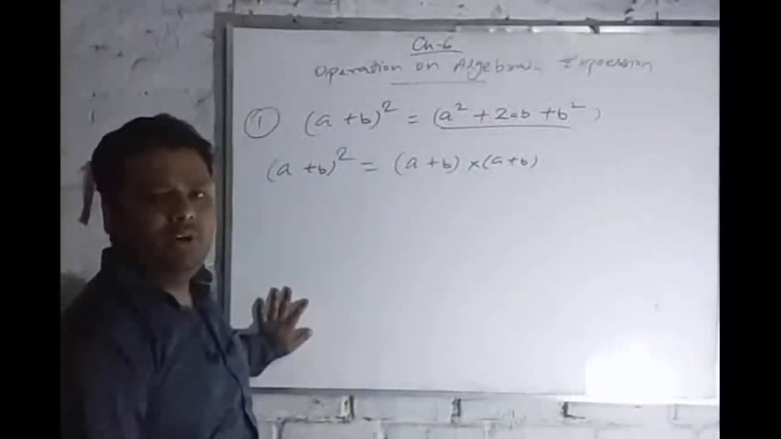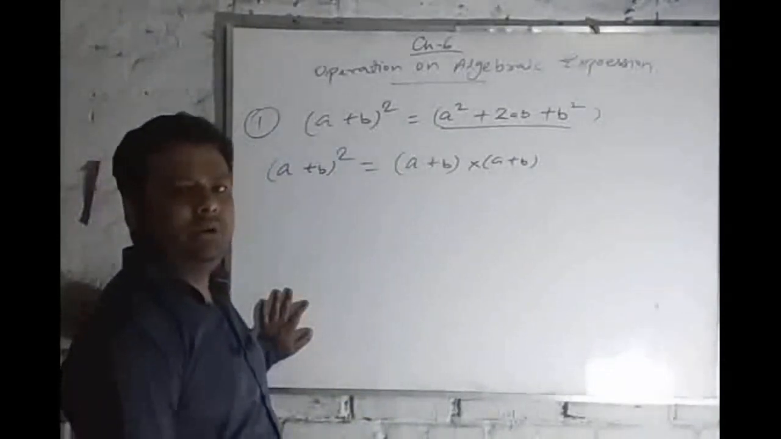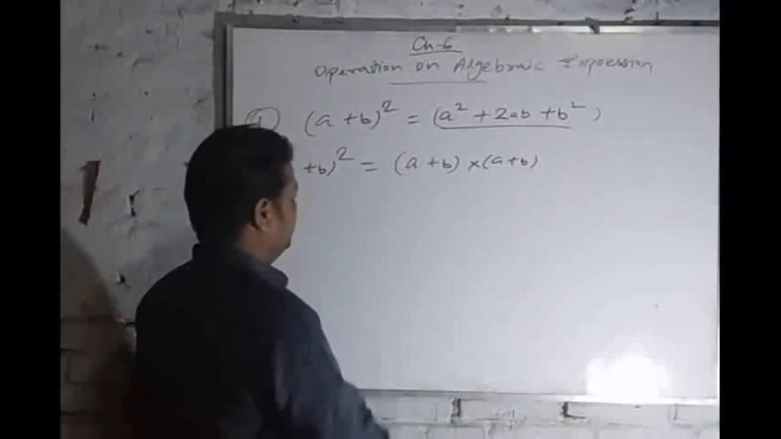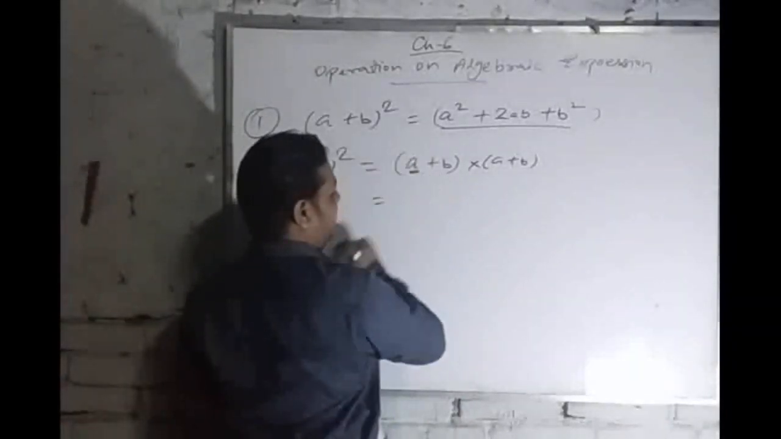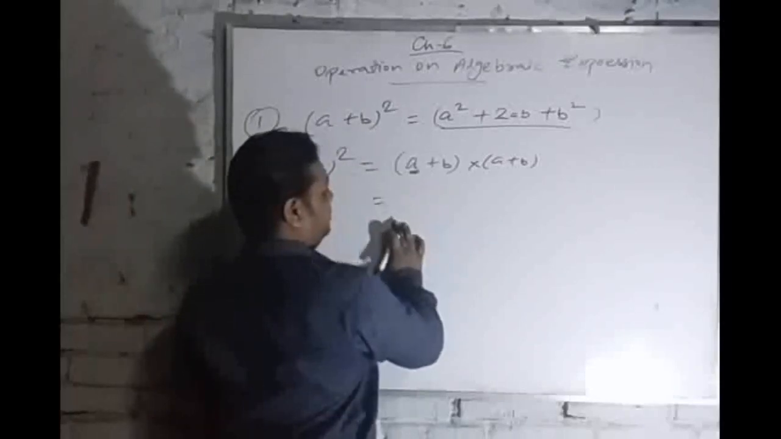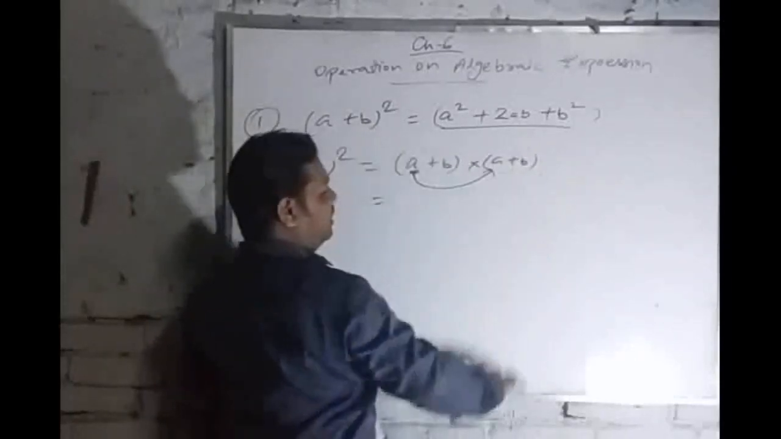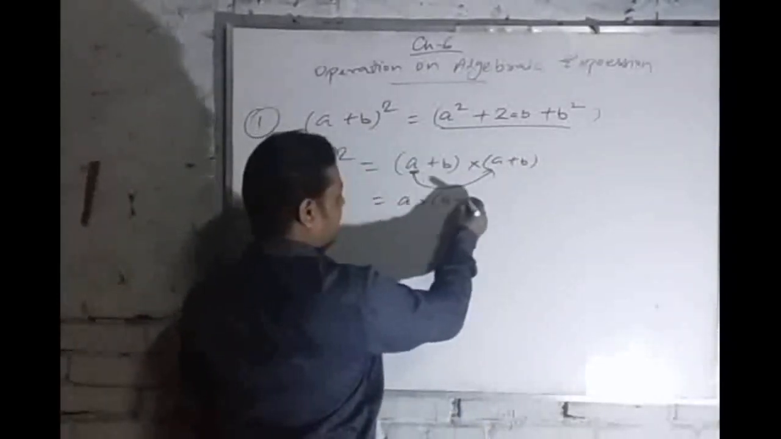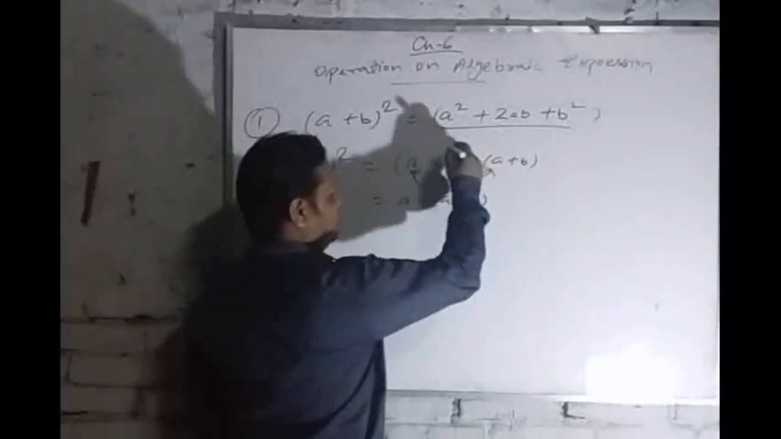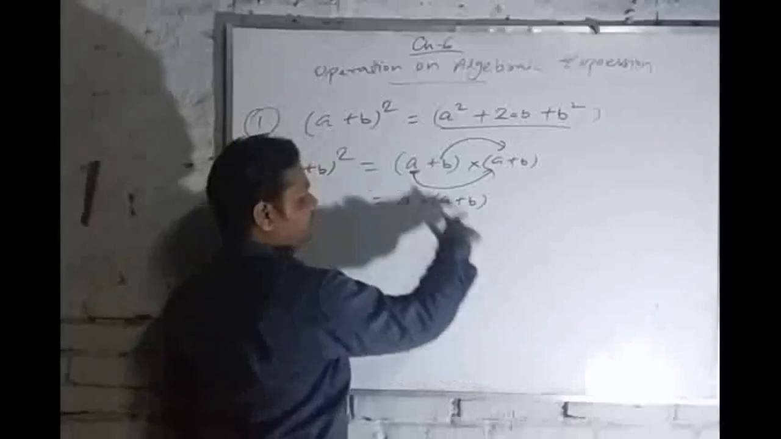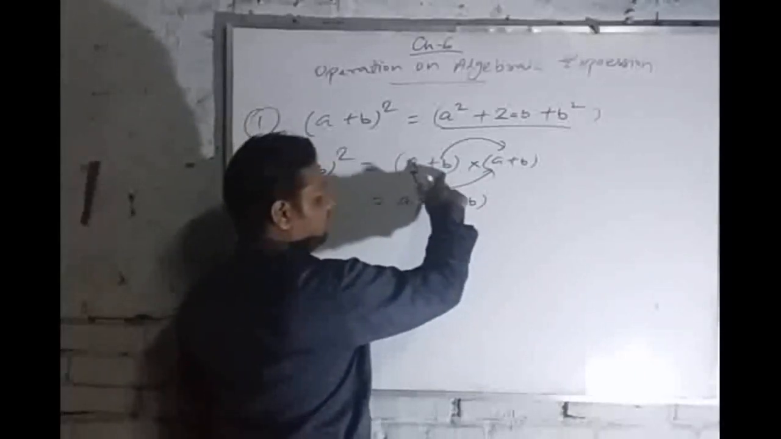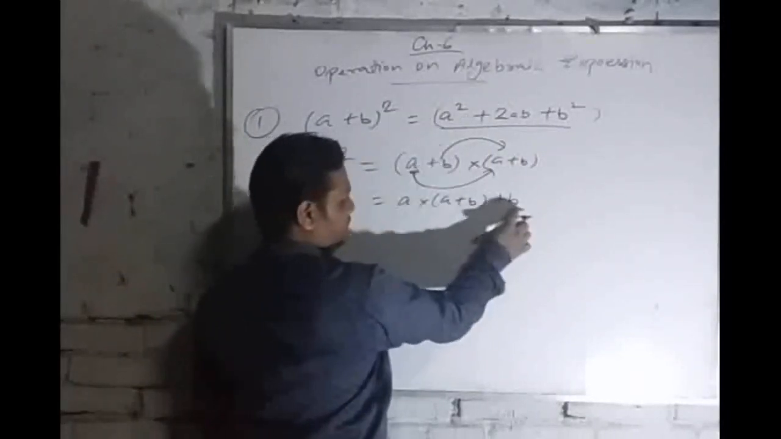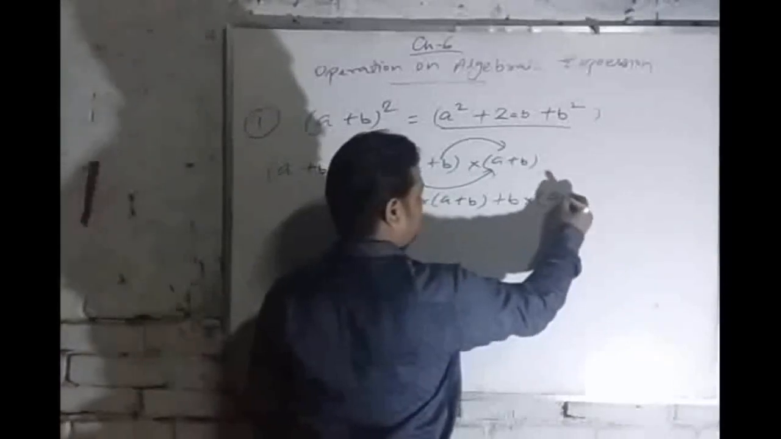And now we will use the distributive law of multiplication over addition in this question. At first, we will multiply the first term of the first expression by the whole second expression, that is a into (a + b). Again, we will multiply the second term of the first expression by the whole second expression. That is plus b, so plus b we will write into (a + b).